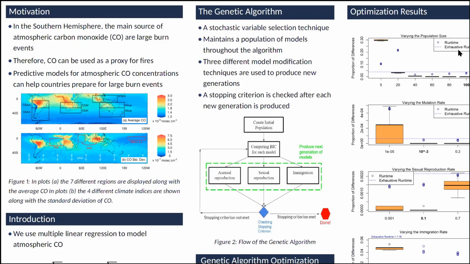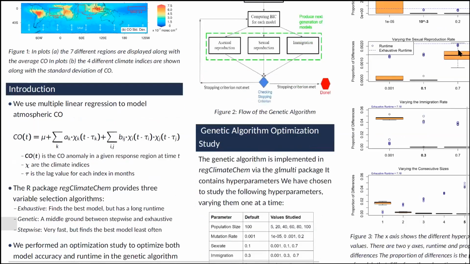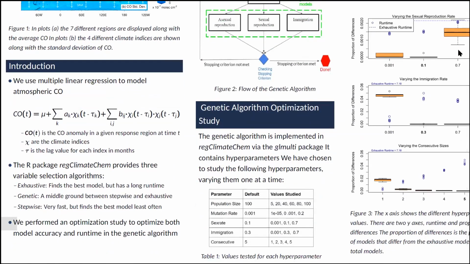In Figure 1, we can see in Plot A the 7 different regions in the southern hemisphere that we are producing models for, and we can also see the average carbon monoxide. In Plot B, these are the regions that these climate indices relate to, and we can also see the standard deviation of carbon monoxide. This is the multilinear regression model that we are using, where CO is a carbon monoxide anomaly in a given response region at time t, psi are the climate indices, and tau is the lag value for each index in months.